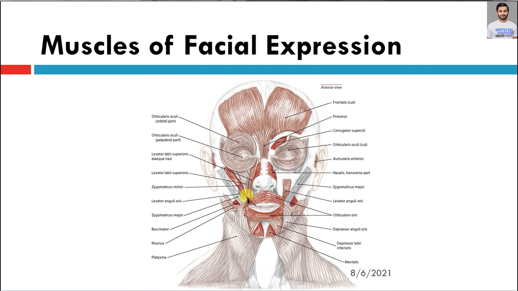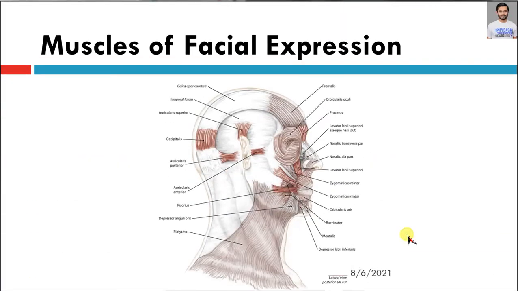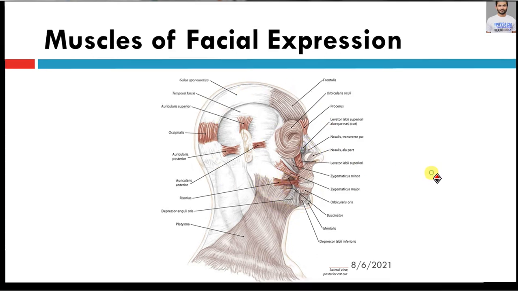And again, there are muscles. The muscle is orbicularis oris. This muscle is the depressor labii inferioris, and the mentalis muscle. This produces some spots in this mental region. So again, all the muscles that we discussed are shown over here, but from a different view.